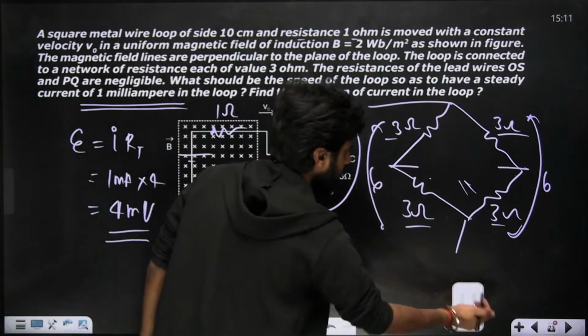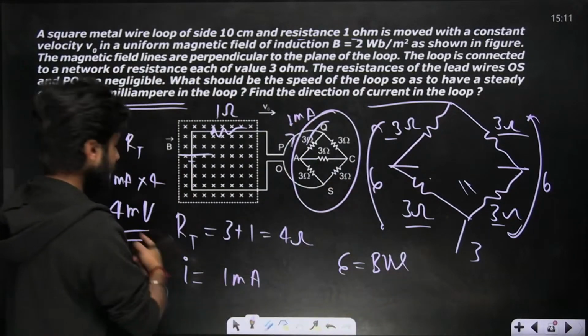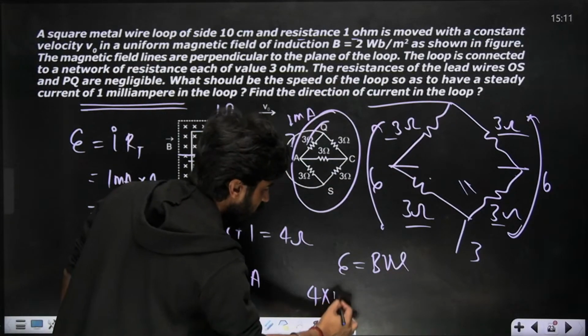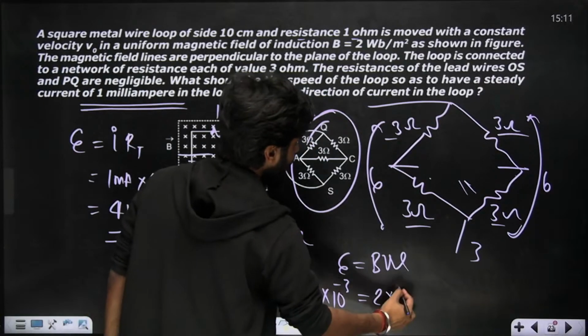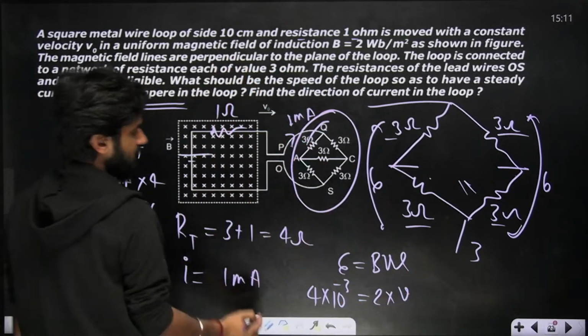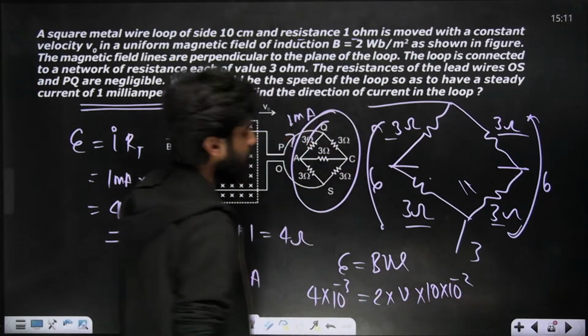Because E is equal to what? E is equal to BVL, and E is 4 milliampere, means 4 millivolt, means 10 to the power minus 3, that is equal to B, which is 2. We have to calculate V. L is 10 centimeter, so 10 into 10 to the power minus 2.